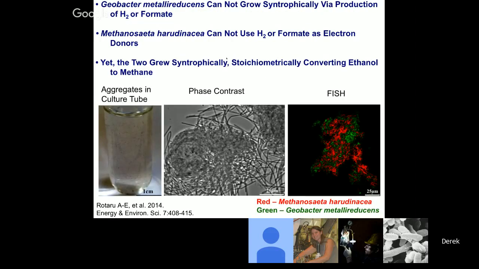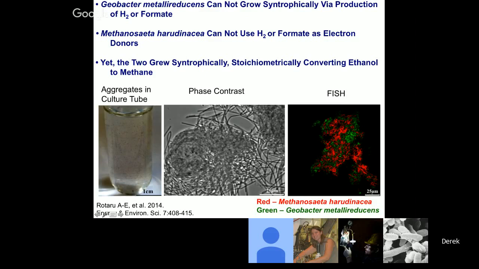So we set up a defined co-culture system to investigate this further with Geobacter metallireducens, which I've already told you can utilize ethanol. It does not produce hydrogen or formate. And Methanosaeta harundinacea, which is a digester isolate, which, like other Methanosaeta, cannot use hydrogen or formate as an electron donor. Yet when Amelia Rotaru put these two organisms together, they grew. And as you can see, these are the aggregates over here on the left, visually; in the middle is the phase contrast, and here's the FISH image.